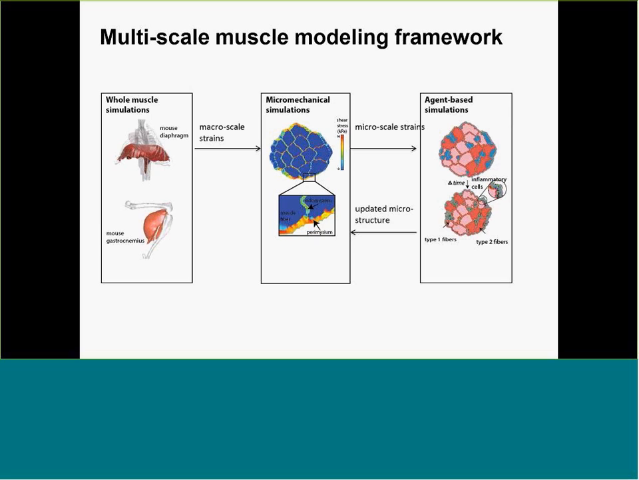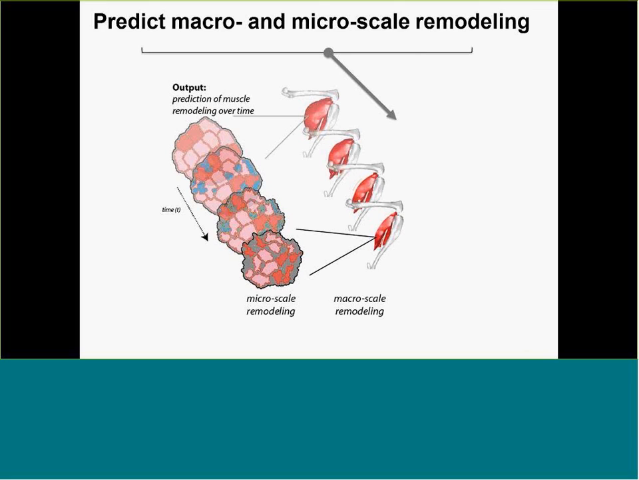That now we're going to observe changes in microstructure, which updates our micromechanical simulations, and those back update the tissue and muscle properties at the whole scale. Ultimately, what we're aiming to predict with this is, over time, both the microscale and macroscale remodeling of the muscle, which are both things that we can observe experimentally to test our predictions.